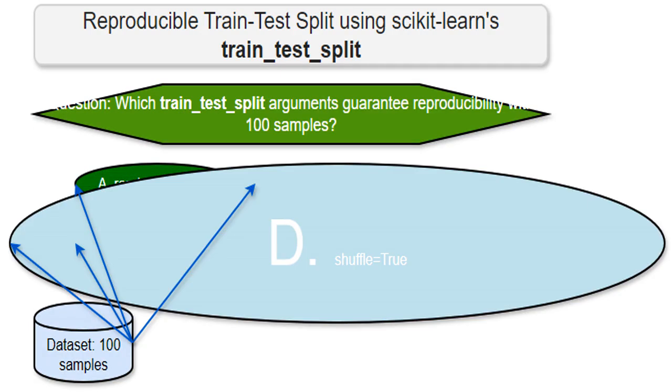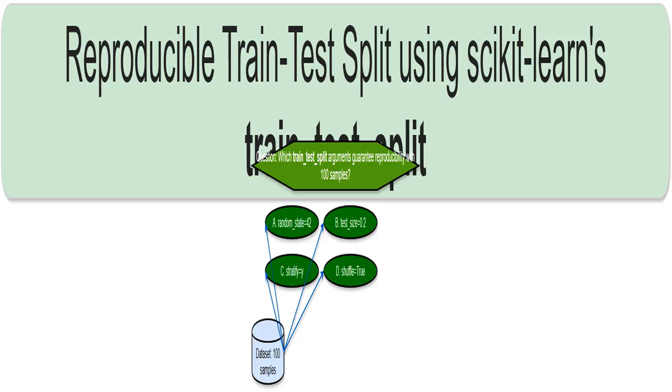The shuffle argument determines whether your data is shuffled before being split. If this is true, the default, and random_state isn't set, your split will change every time you run your code because the shuffling is random. To get consistent results, I need to control that randomness with random_state.